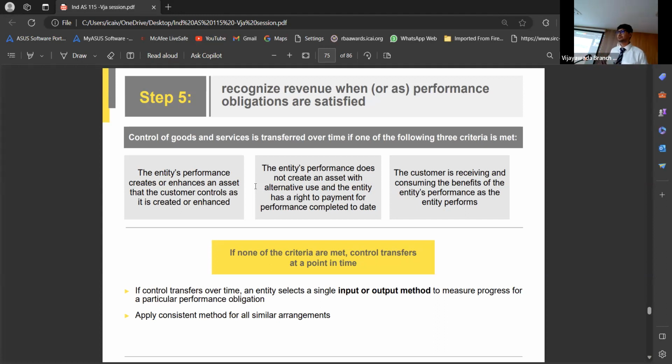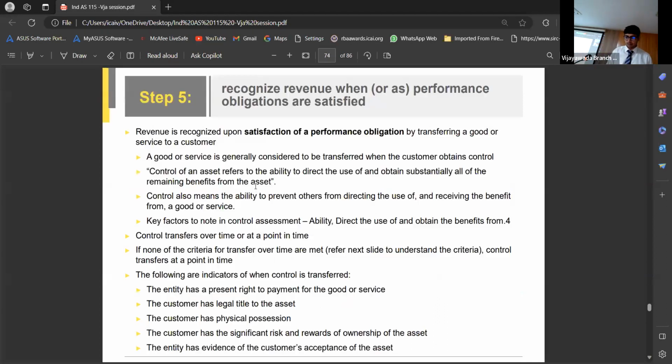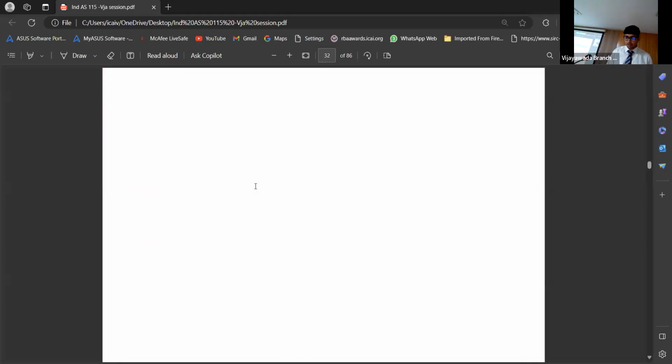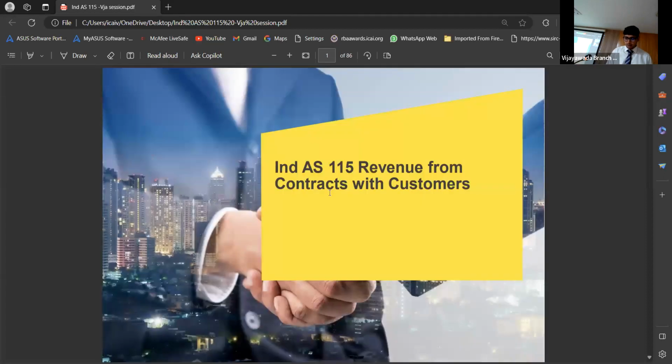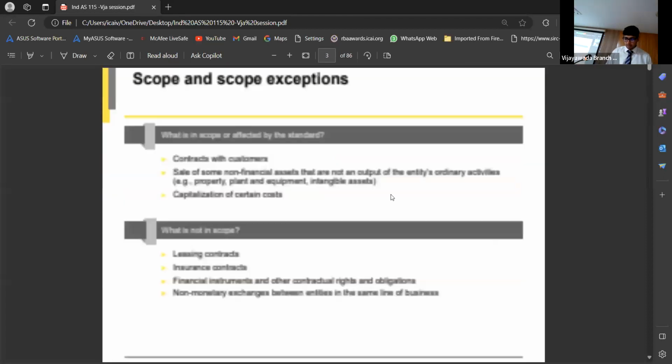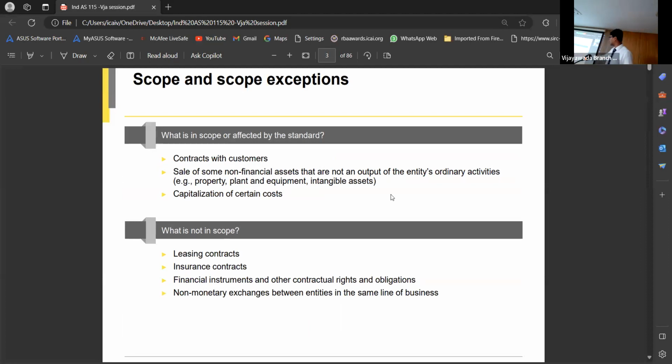Okay, any questions? If the insurance company has term insurance, see, the insurance companies' standard itself is different. If you look at the scope of the standard, insurance companies, leasing companies, financial instruments, and non-monetary exchange of goods between the same line of business are outside it.